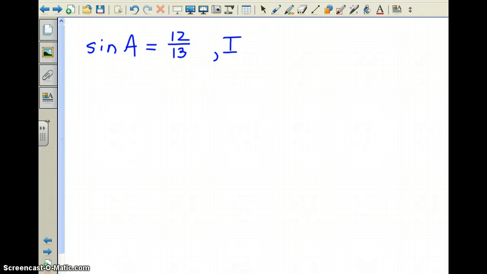And now we need another angle to either add or subtract to angle A, so angle B. And I'm going to give us the cos of angle B, or the adjacent over the hypotenuse, will be 4/5. Now with the cos being positive, we could either be in quadrant 1 or 4. Let's go quadrant 4 for angle B.